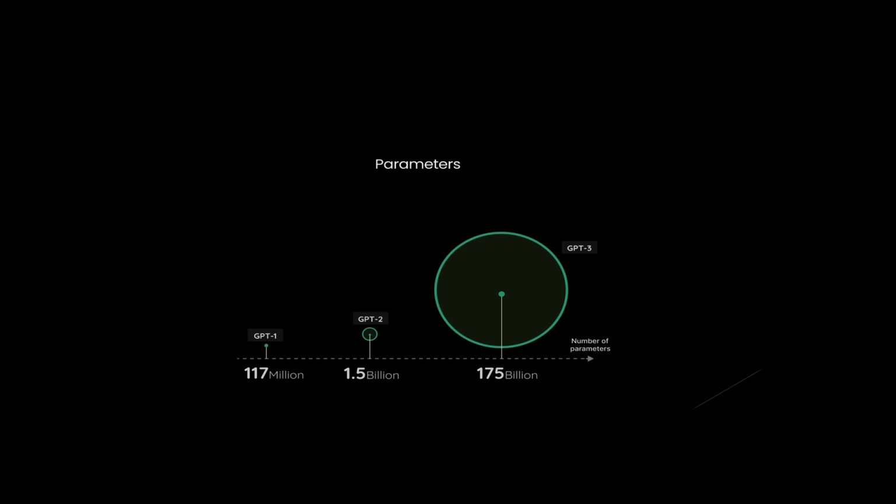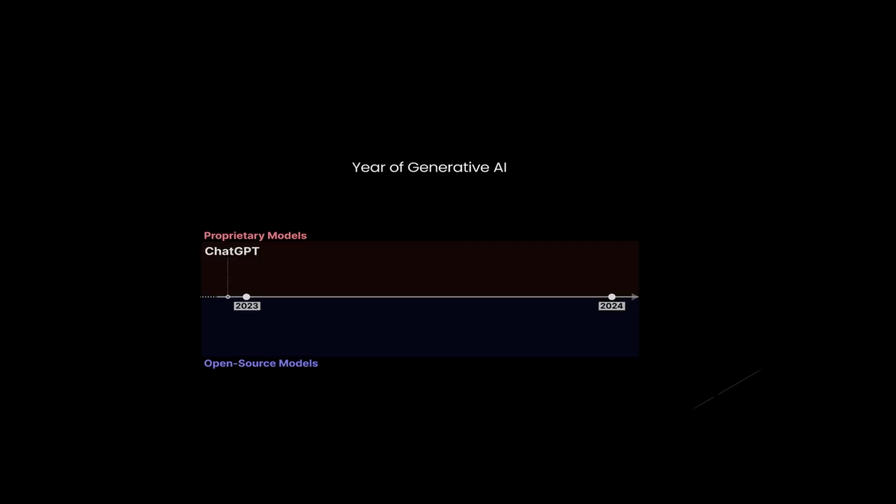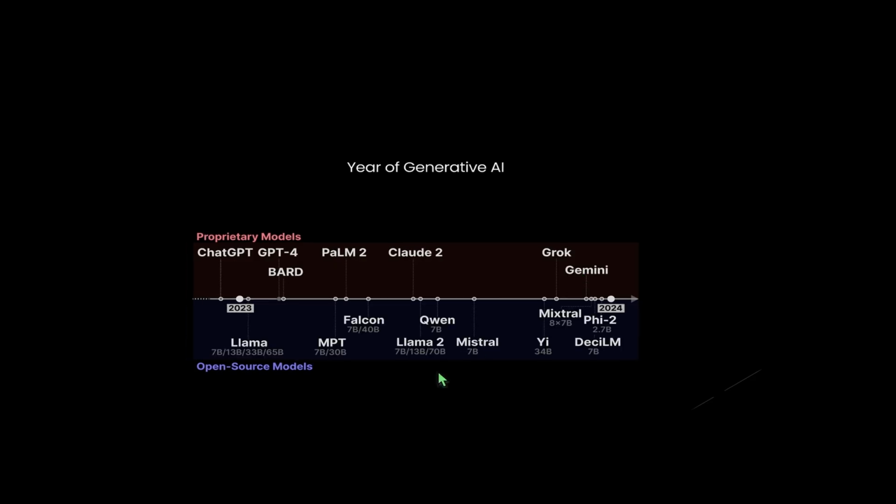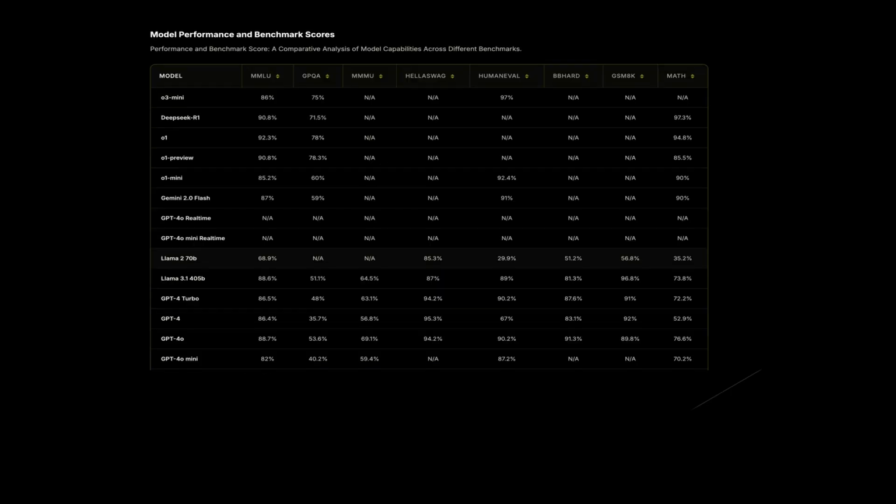GPT-2 increased that to 1.5 billion. GPT-3 expanded further to around 175 billion, and newer models like GPT-4 are estimated to have hundreds of billions of parameters. Besides paid models such as ChatGPT, Gemini, Claude, and Grok, there are also open-source versions like Llama, which come in multiple sizes, 7, 13 billion, and even 65 billion parameters.